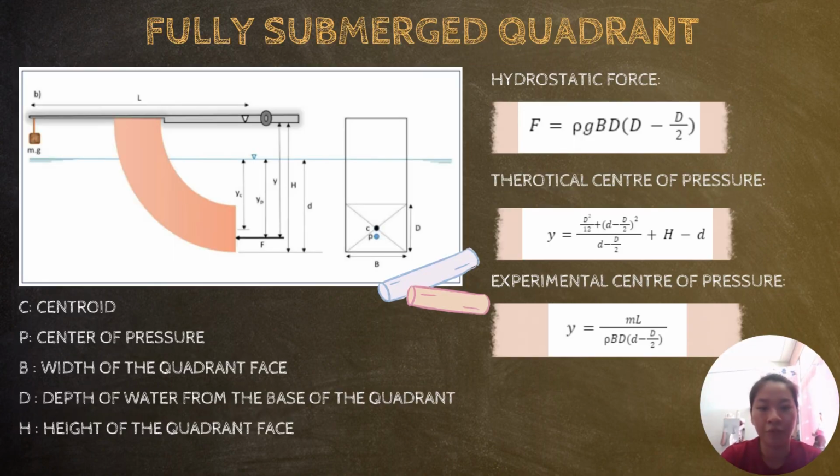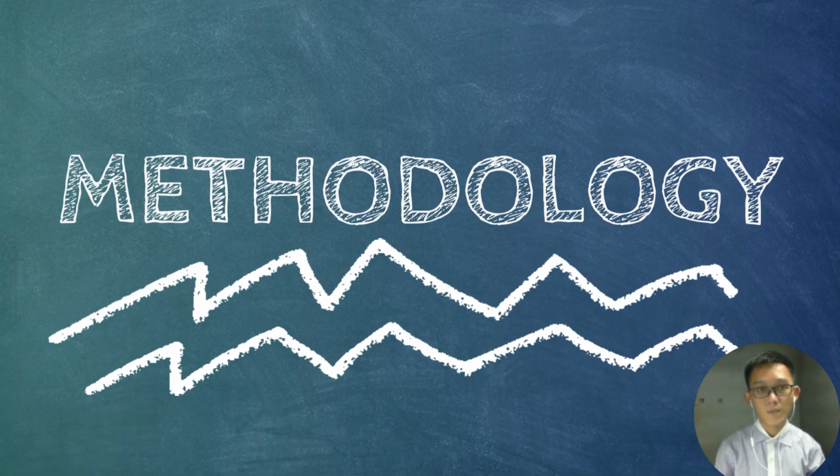For the case of the fully submerged quadrant, it is quite similar to the partially submerged quadrant, except a different equation is applied. So for the hydrostatic force, theoretical center of pressure, and experimental center of pressure for the fully submerged case, we apply the equations as shown here. Next, we move to the methodology.